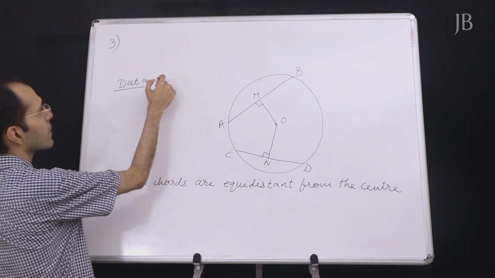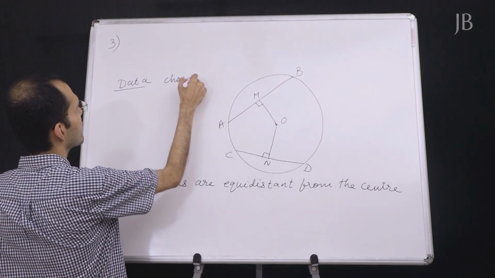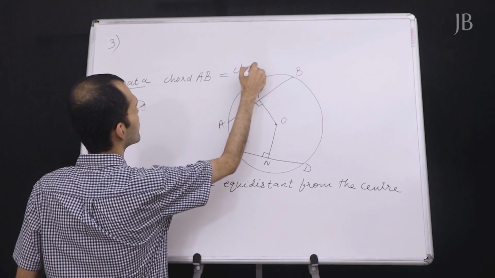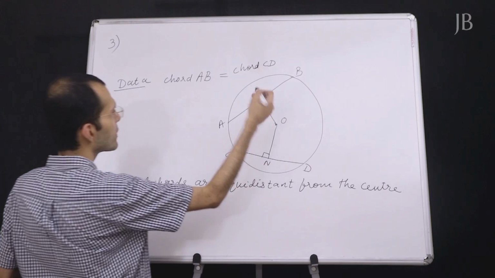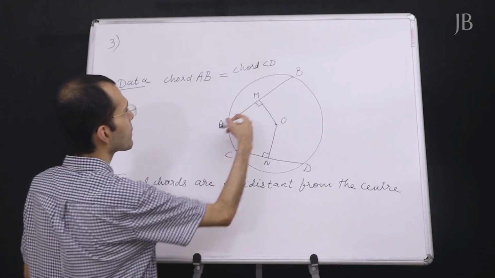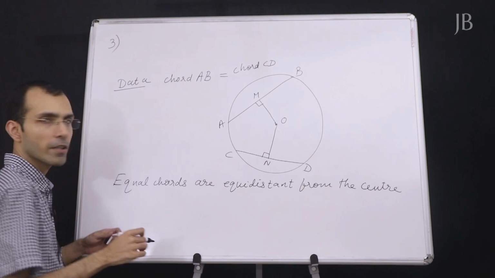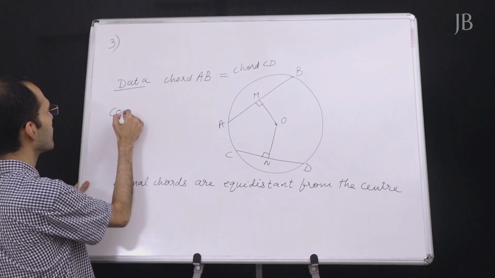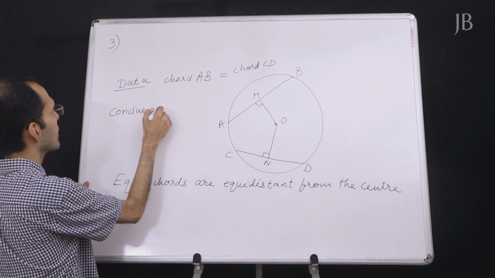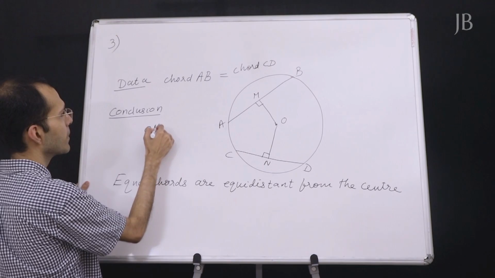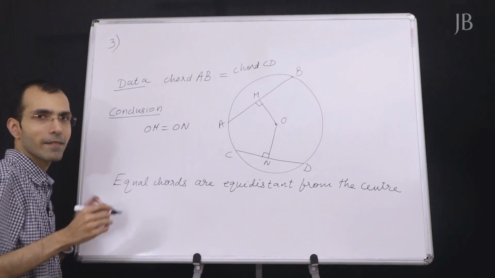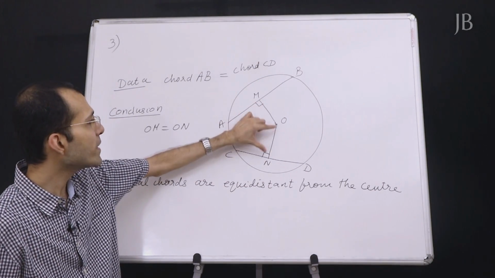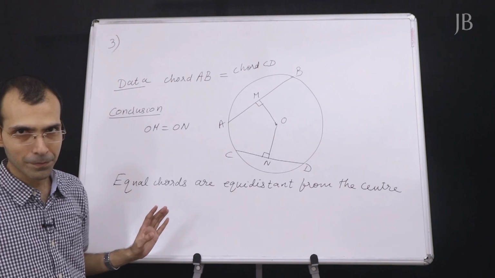Our data was chord AB equal to chord CD, and O is the center of the circle, and OM is perpendicular to AB and ON is perpendicular to CD. So these two are equal chords. Our conclusion will be, what will be our conclusion? That OM is equaling ON. Okay, so equal chords are equidistant from the center.